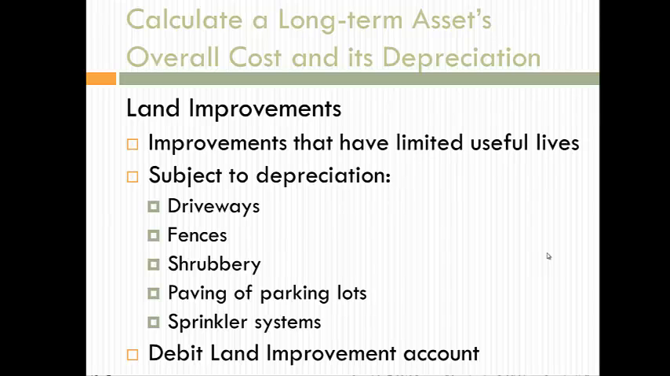Once land has been made ready for use, anything done to the land to improve it is recorded in a general ledger account called land improvements. The land improvements usually have a limited useful life and are depreciated. A common example of land improvement is paving for a parking lot. The parking lot pavement will eventually break and crack and need replacing, so its useful life is limited, even if it's a long useful life.